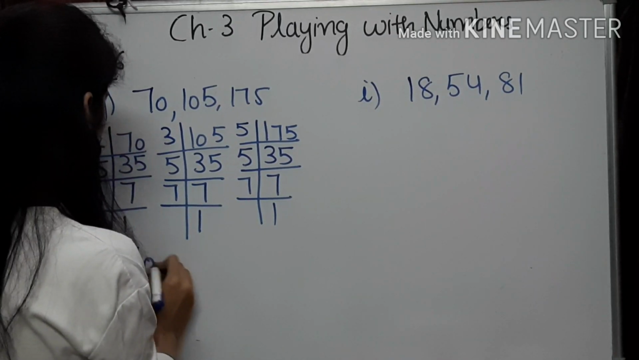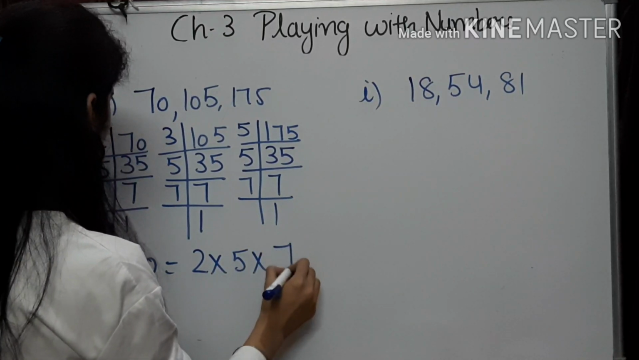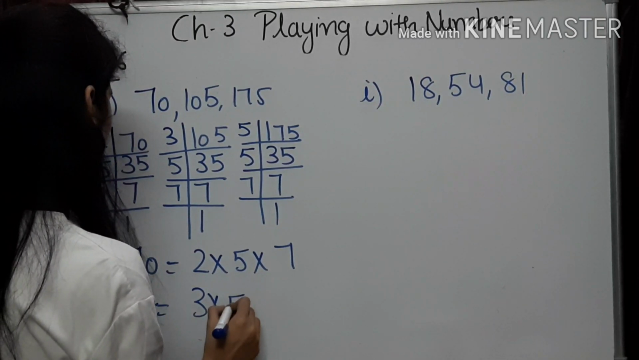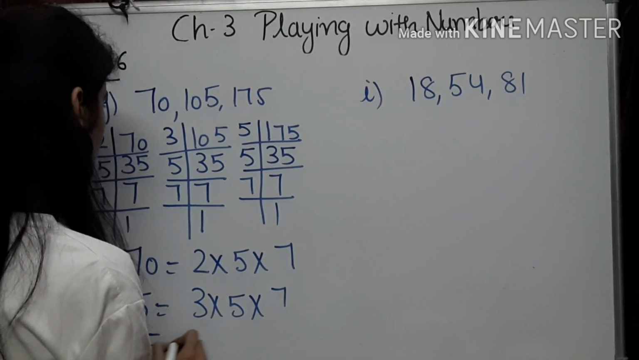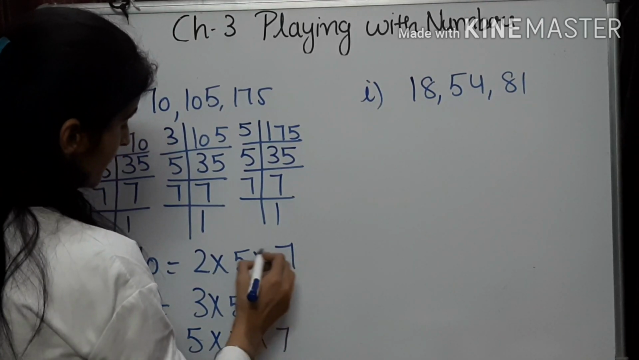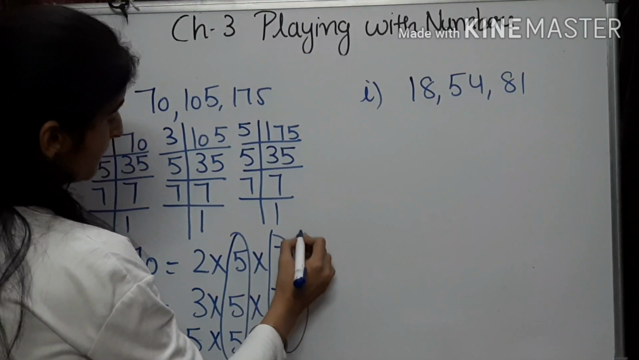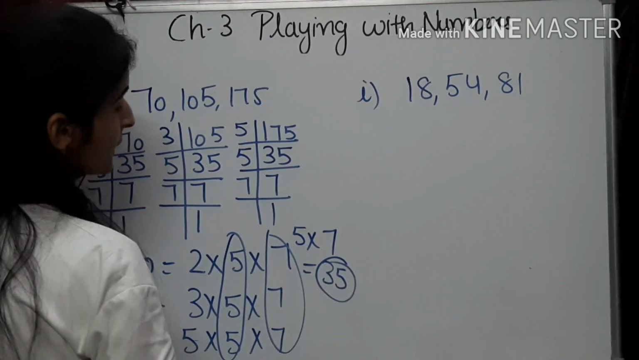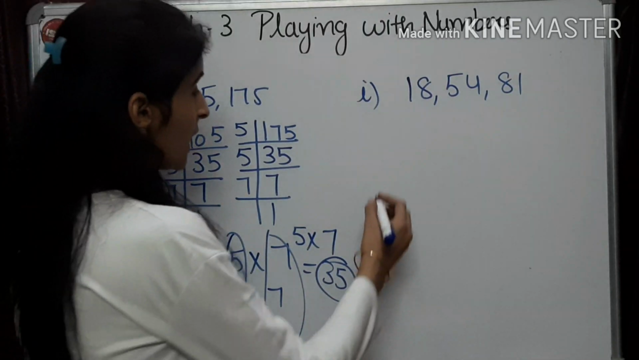Now 70 is equal to 2 multiplied by 5 multiplied by 7. 105 is equal to 3 multiplied by 5 multiplied by 7. And 175 is equal to 5 multiplied by 5 multiplied by 7. And the common factors are 5 and 7. So 5 multiplied by 7 is 35. So the HCF is equal to 35. Then let's come to I part.